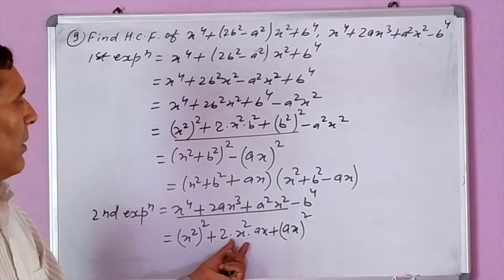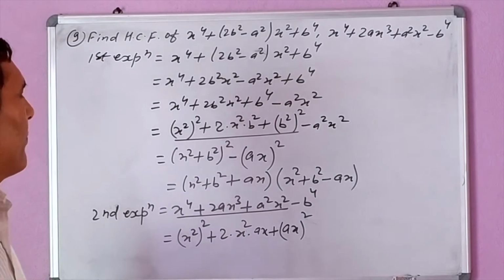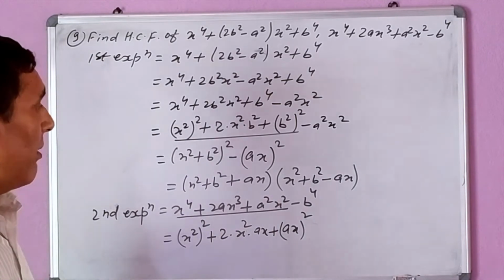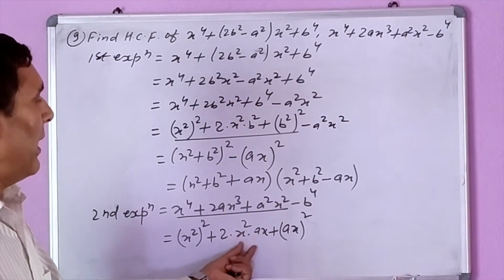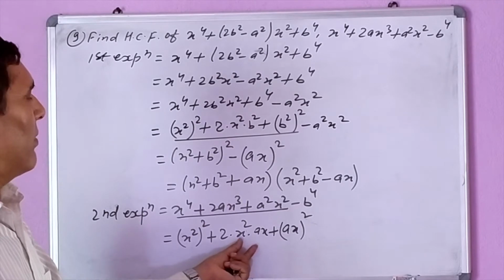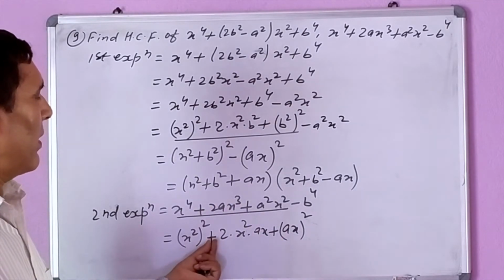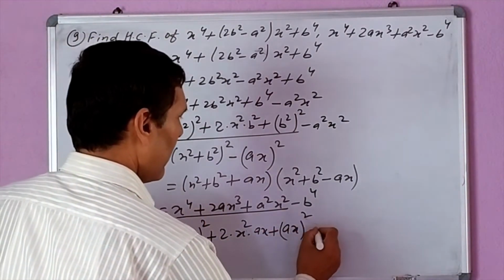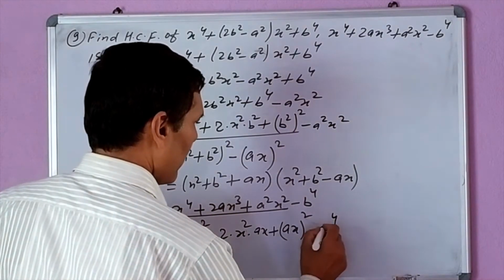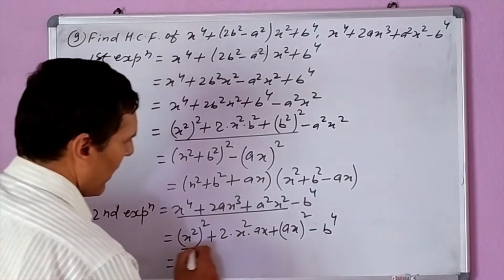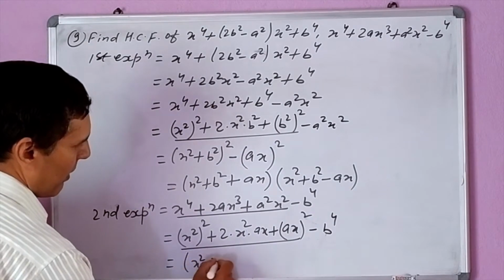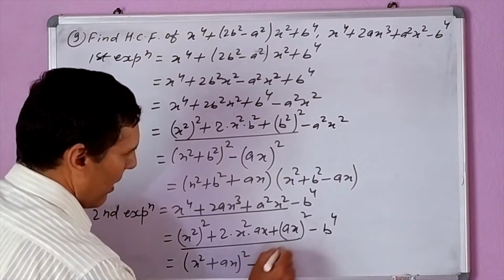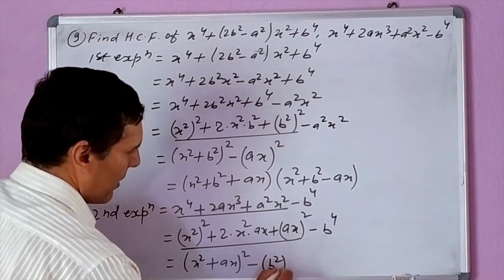So what is the product here? 2 times x^2 times ax is 2ax^3. So x^4 is the square of x^2, a^2x^2 is the square of ax, and the middle term 2ax^3 is in the form of 2ab. So all together it becomes a^2 + 2ab + b^2. The middle term 2ax^3 is balancing there, and the last term is as it is, minus b^4. Now up to here, (x^2 + ax) whole square, a^2 + 2ab + b^2 is (a + b) whole square, and the last b^4 is the square of b^2.